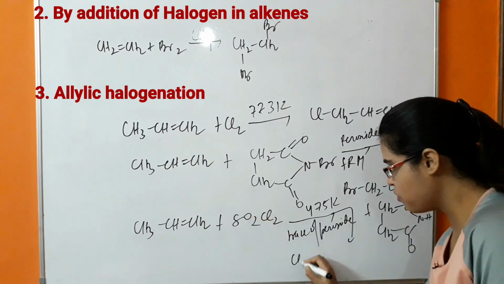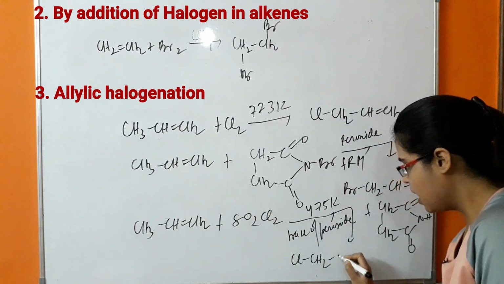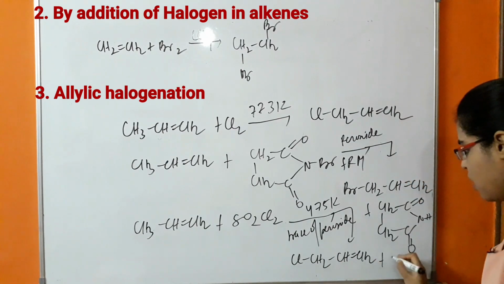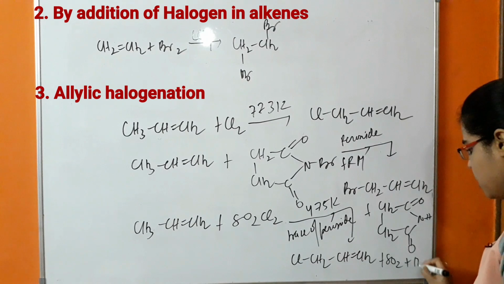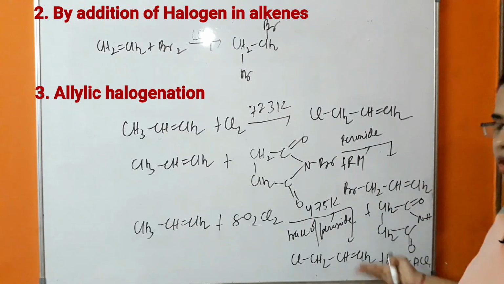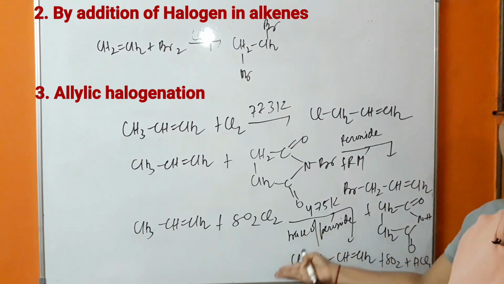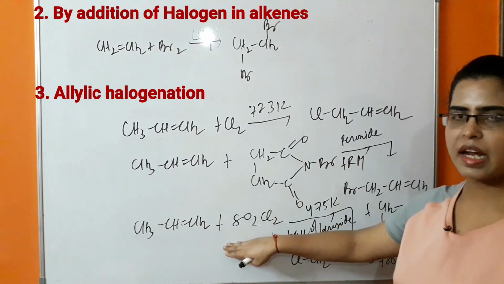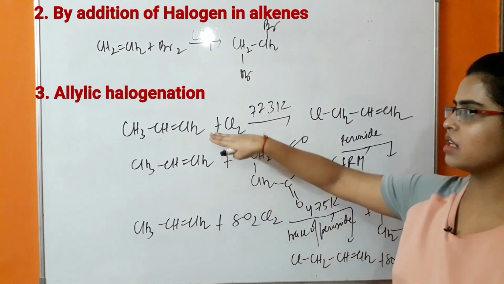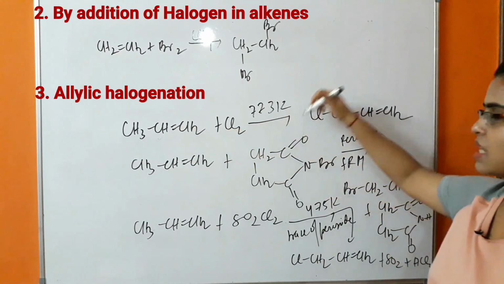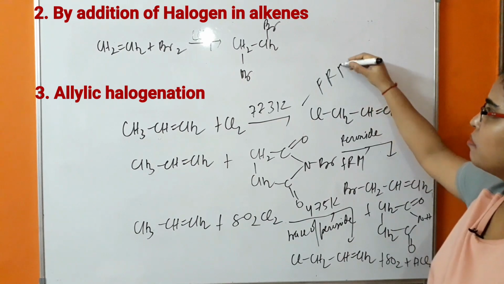Because of that, allyl chloride is formed, with removal of the byproducts SO2 and HCl. Both these byproducts are gaseous, so they are easily removed. Because of that, this allyl chloride will be formed in a pure state. These two methods for allylic halogenation are much better in comparison to the above method. This method also takes place by a free radical mechanism.